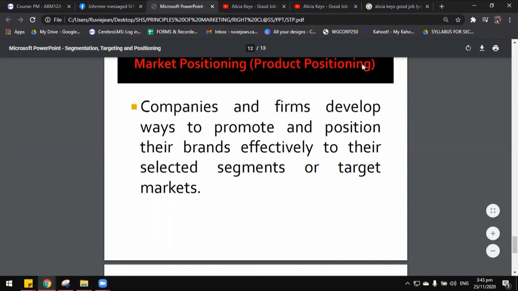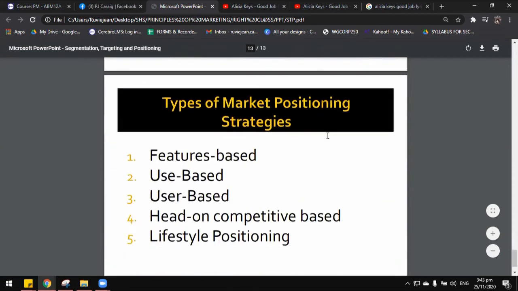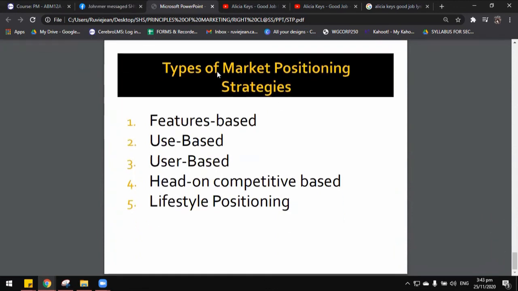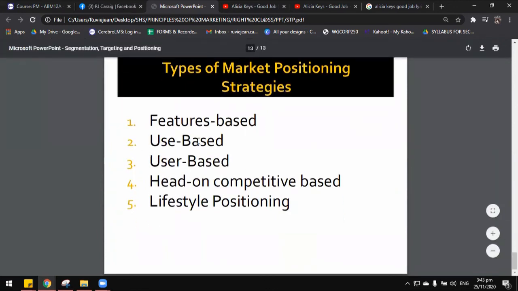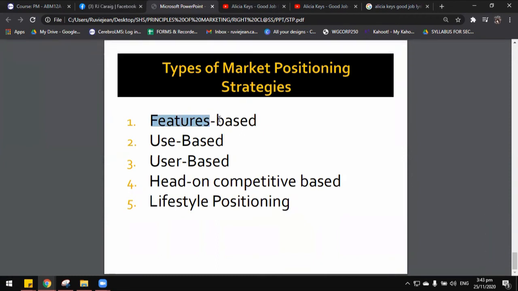Okay? So ano ba yung mga different product positioning class? Okay, so we have 5. We have features-based, use-based, user-based, head-on competitive-based, and lifestyle positioning. So let's discuss this one by one. Based from the word itself, features pa lang, ibig sabihin, niyayabang natin yung feature ng products natin. Okay, so marketers sell their brands on the basis of their features.